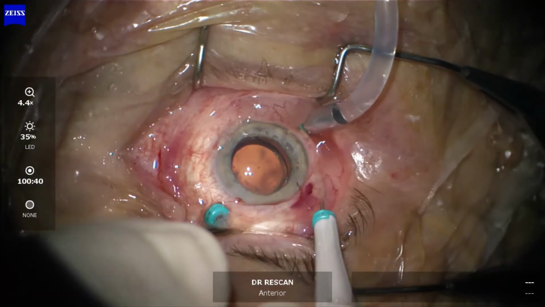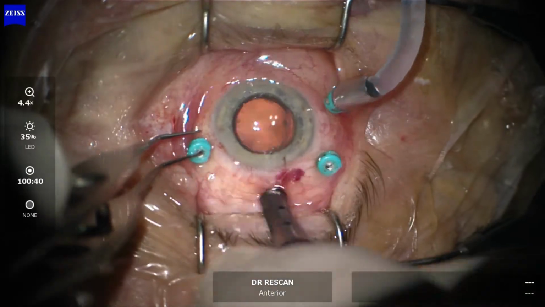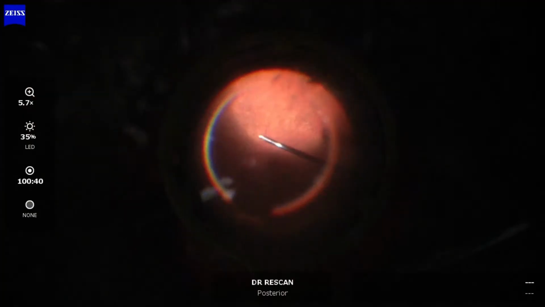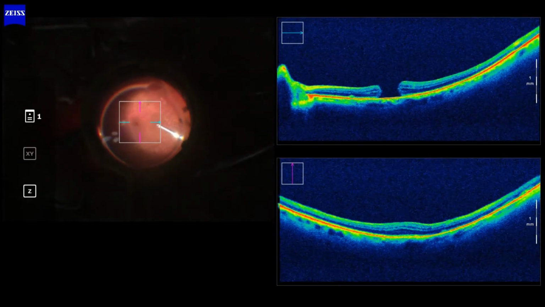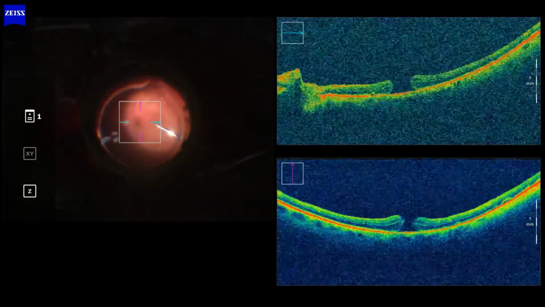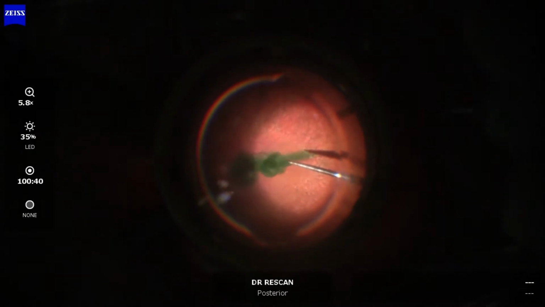A 25-gauge pars plana vitrectomy is begun in the usual fashion with the addition of a chandelier light. The appearance of the macular hole is confirmed on IOCT, and we confirm that the ILM has already been completely peeled.